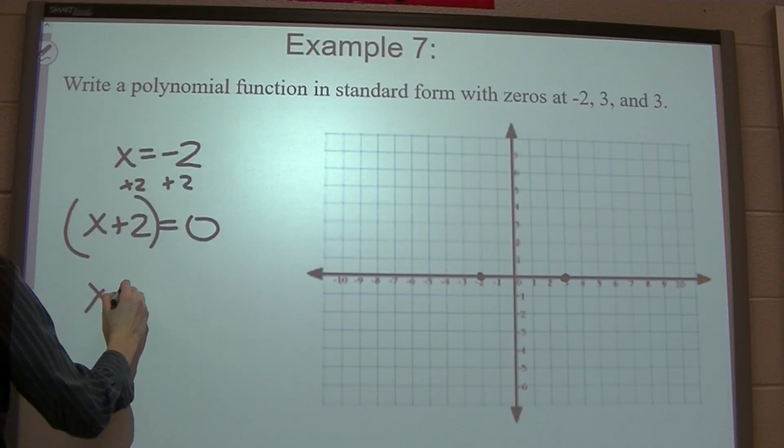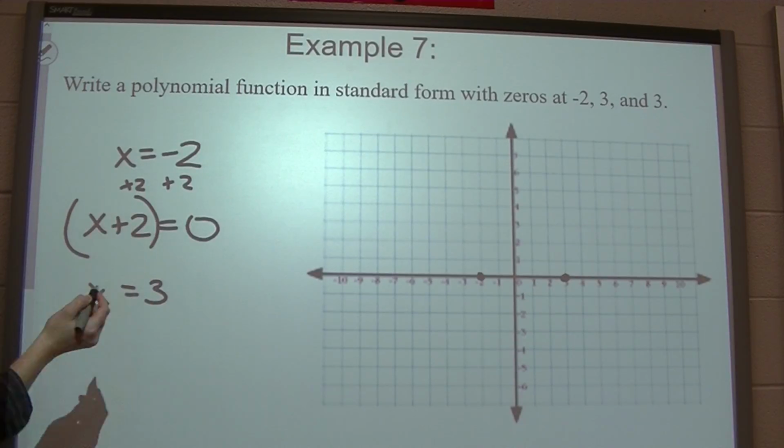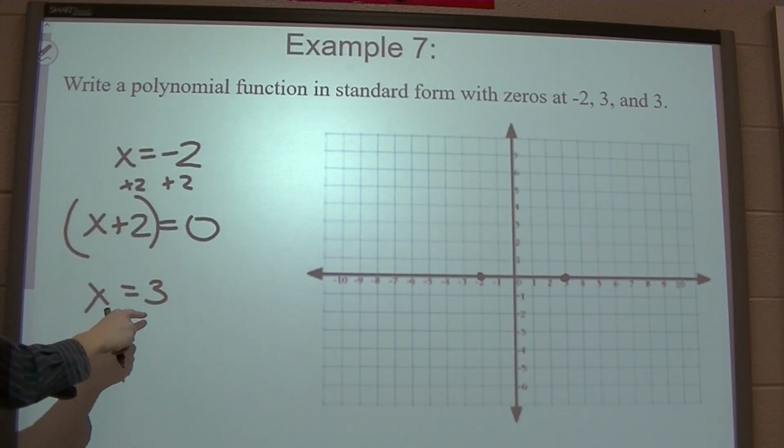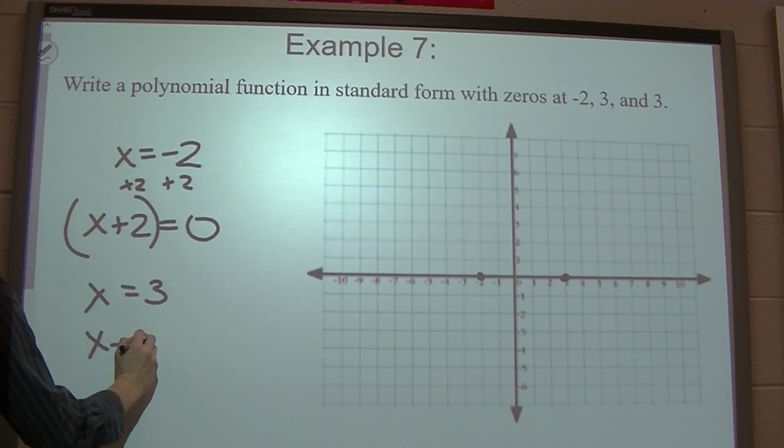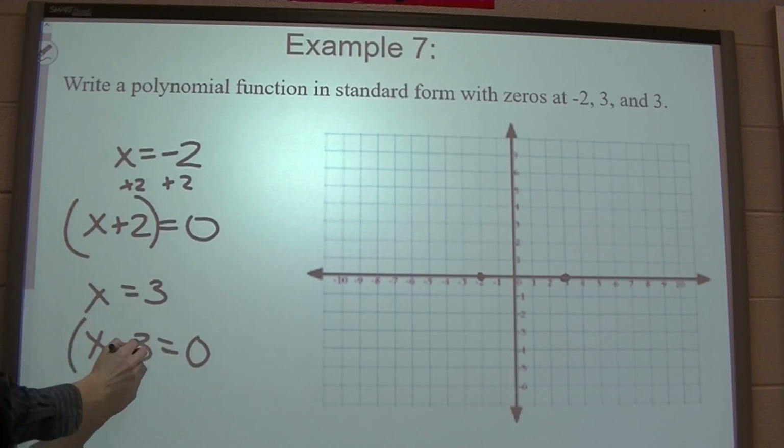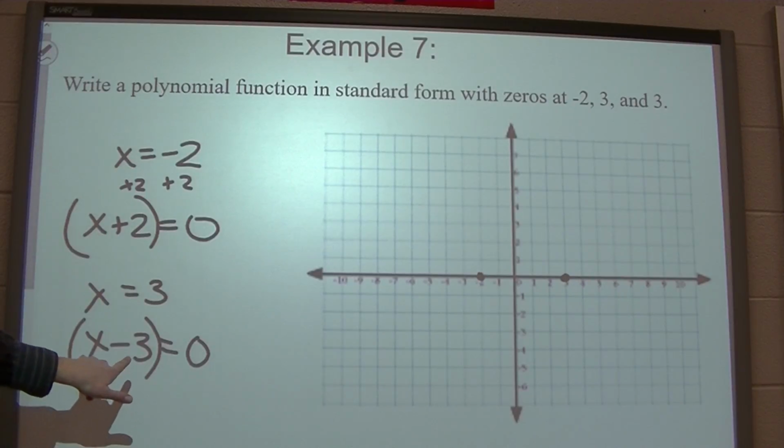Then we have x equals 3, right? That's one of our zeros. Well, undo that, so subtract 3. So x minus 3 equals 0. There's another factor. And actually it's going to be x minus 3 squared.